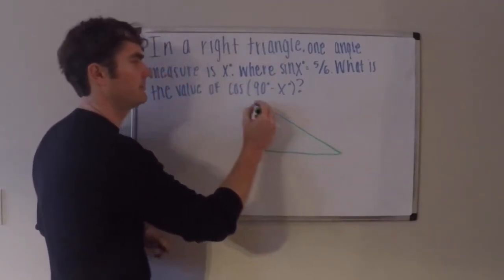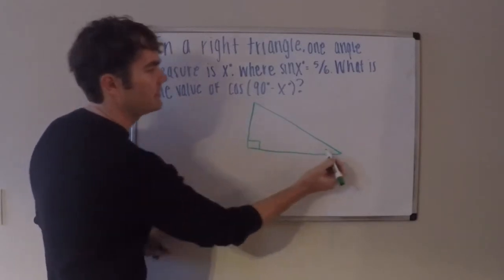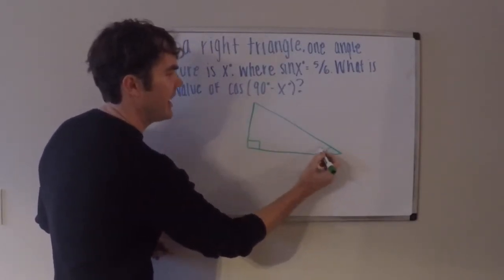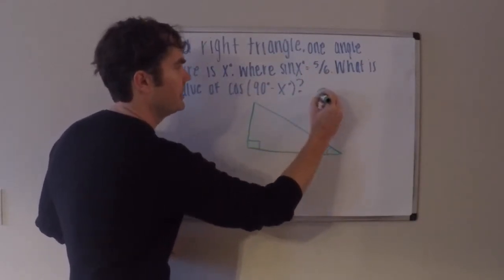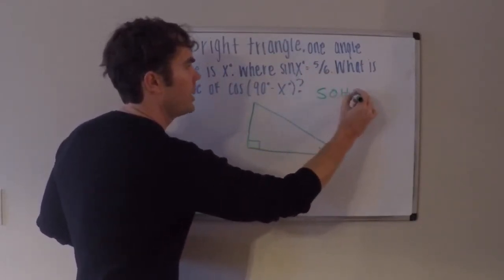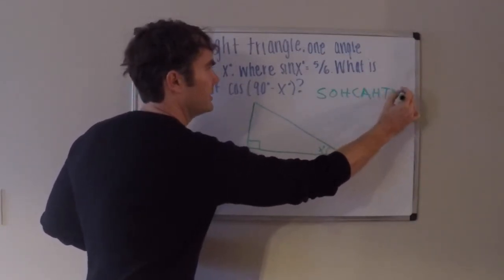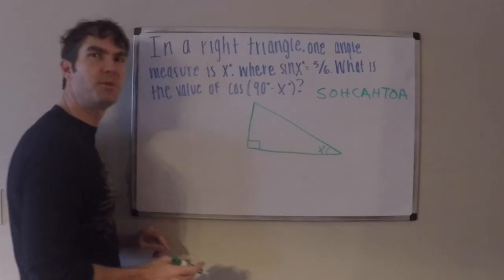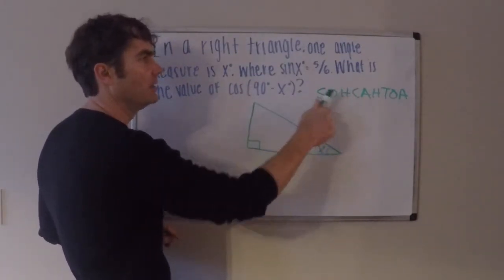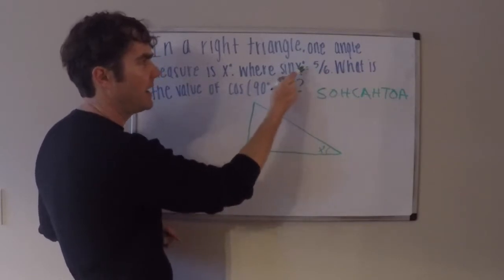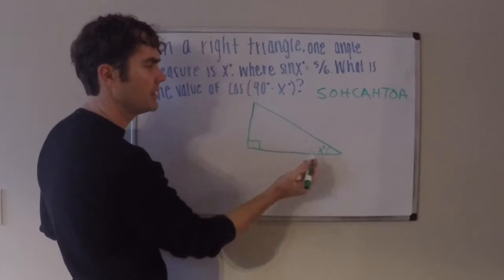Sorry, my artistic abilities aren't quite the best, but okay. So let's pick an angle right here. This will be x degrees. So remember SOHCAHTOA, hopefully you were taught this, or some other method to help you remember that sine is the opposite divided by the hypotenuse. So sine is opposite over hypotenuse, then 5 must be opposite and 6 must be the hypotenuse.